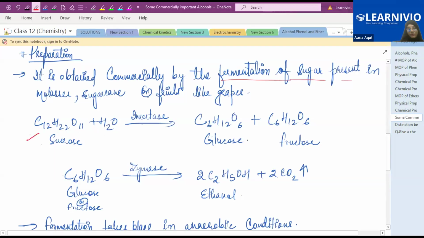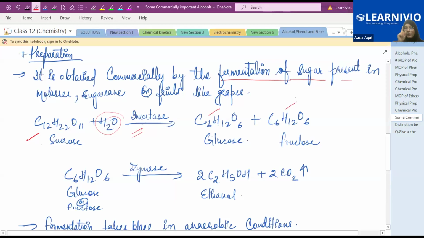Suppose we just take the sucrose and add water to it, in the presence of invertase enzyme. What is the role of this enzyme? It breaks the complex. This sucrose is a complex sugar, so in the presence of invertase, the sucrose breaks down to form glucose plus fructose. Both have the same formula, C6H12O6, glucose and fructose, right?